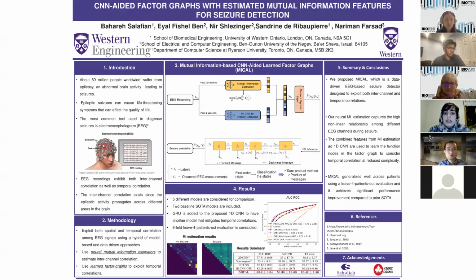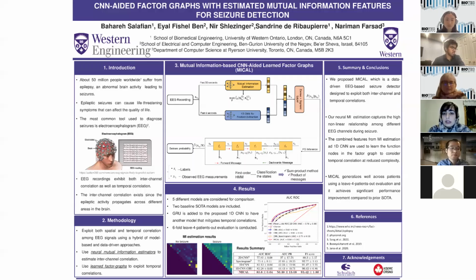In order to implement our mutual information-based CNN-aided learned factor graphs, or MICAL, we first selected the EEG recordings from a public database called CHB-MIT. After that, we used a rolling window of 32 seconds to segment the EEG signals for the input of our mutual information estimator, and also a rolling window of 4 seconds for the input of the designed 1D CNN architecture.